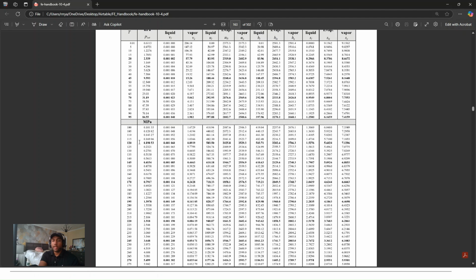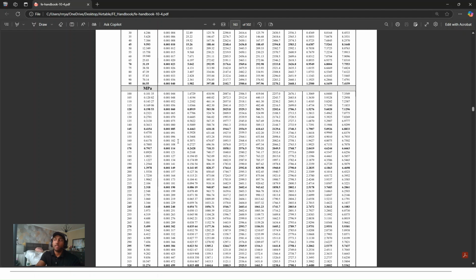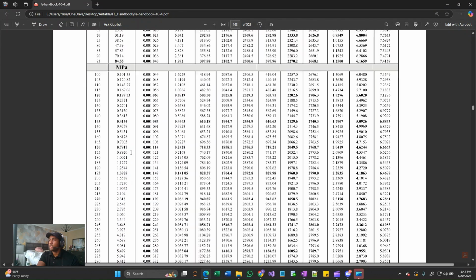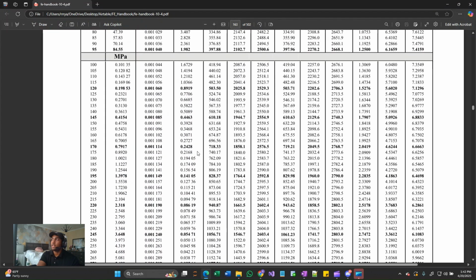Okay, so I went straight to these thermodynamic tables, and what I know is that I'm looking for a specific volume of a saturated vapor equal to 0.2179. If I'm looking here, I'm seeing between the temperatures of 175 and 170, I have a specific volume, 0.2179. It's somewhere between those two values, right?